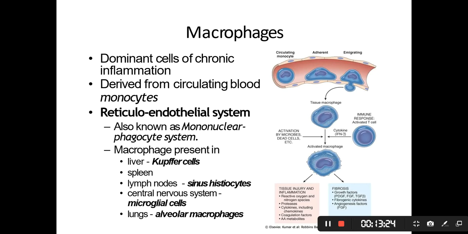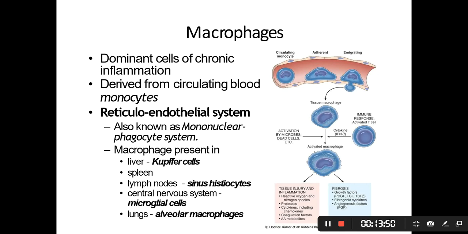Now first cell that we are discussing is macrophage. Macrophages are the dominant cells of the chronic inflammation. They are derived from the circulating blood monocytes. So do we know what are the types of WBCs? Neutrophils, lymphocytes, eosinophils, basophils, and monocytes. Now monocytes can convert themselves or modify themselves and become macrophages.